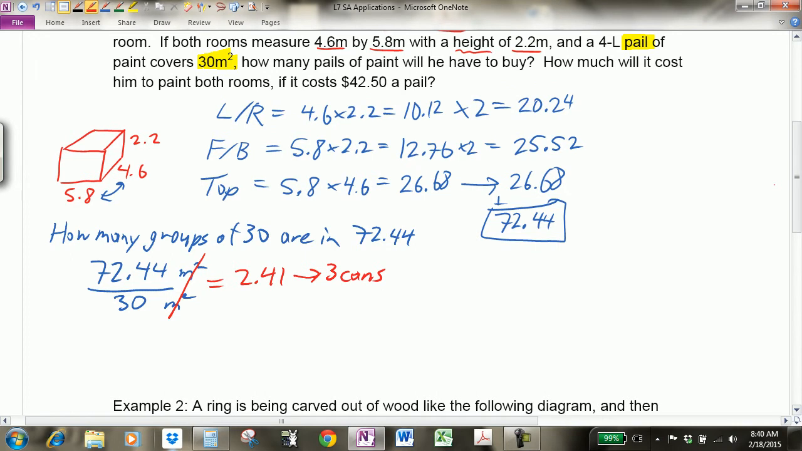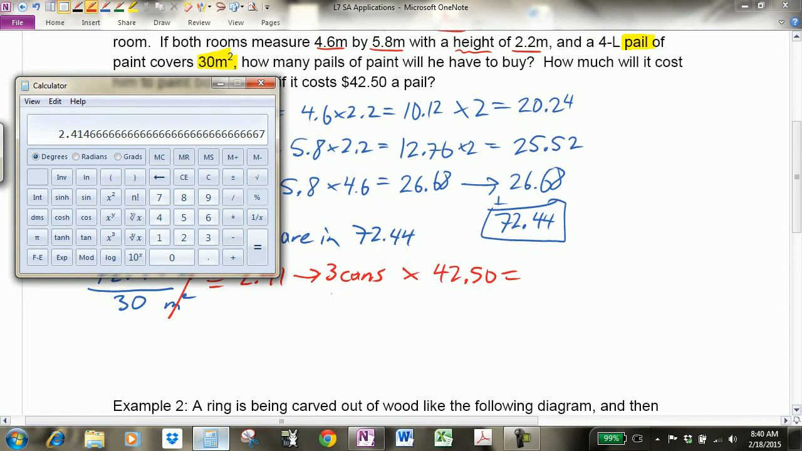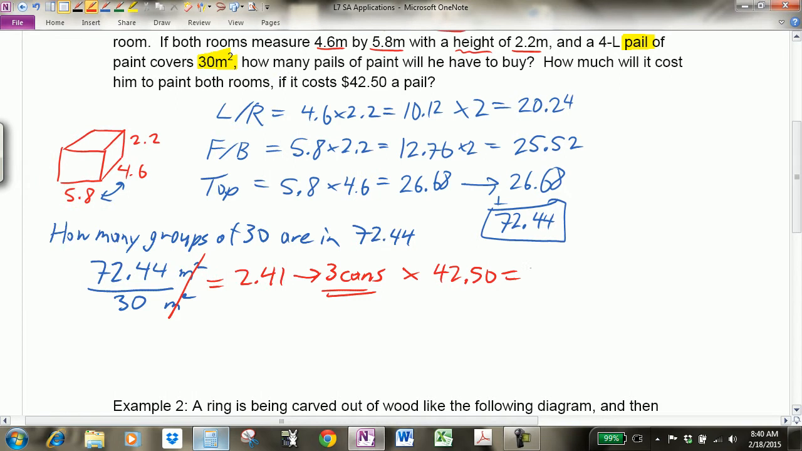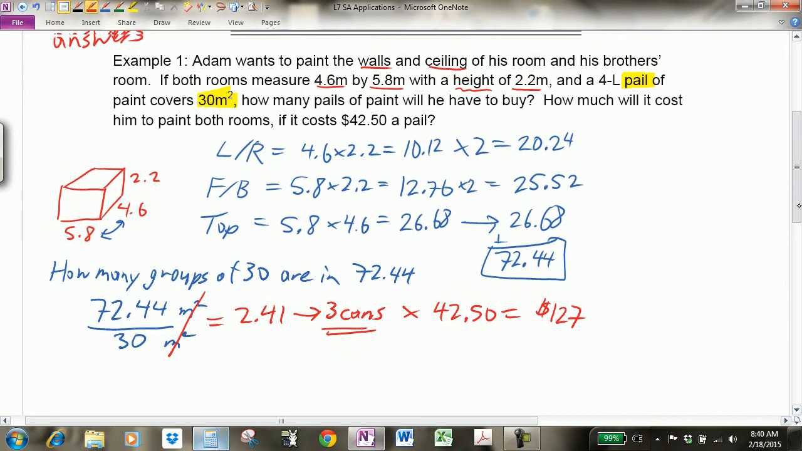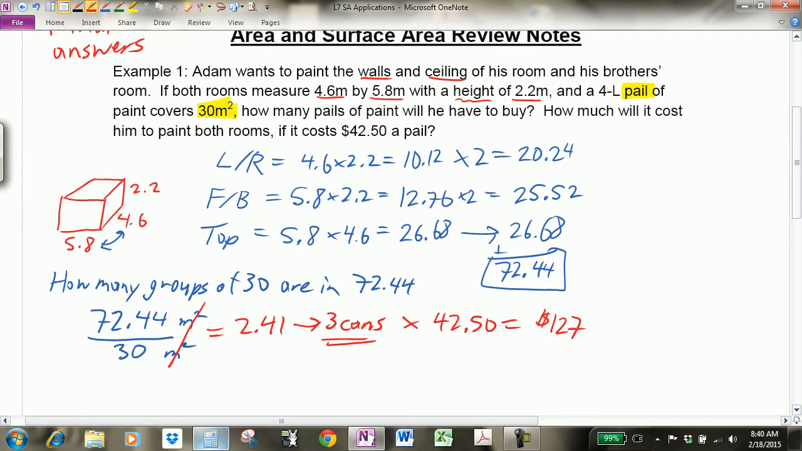Then what you want to do is multiply by $42.50 to figure out the total cost. So first figure out how many cans, then times by the cost of each pail. I see they switched that. I'm using cans, so they're saying pails. Yes. There's 2 rooms. Ah, I knew there was a 2 somewhere. So then 2.4. Thank you.